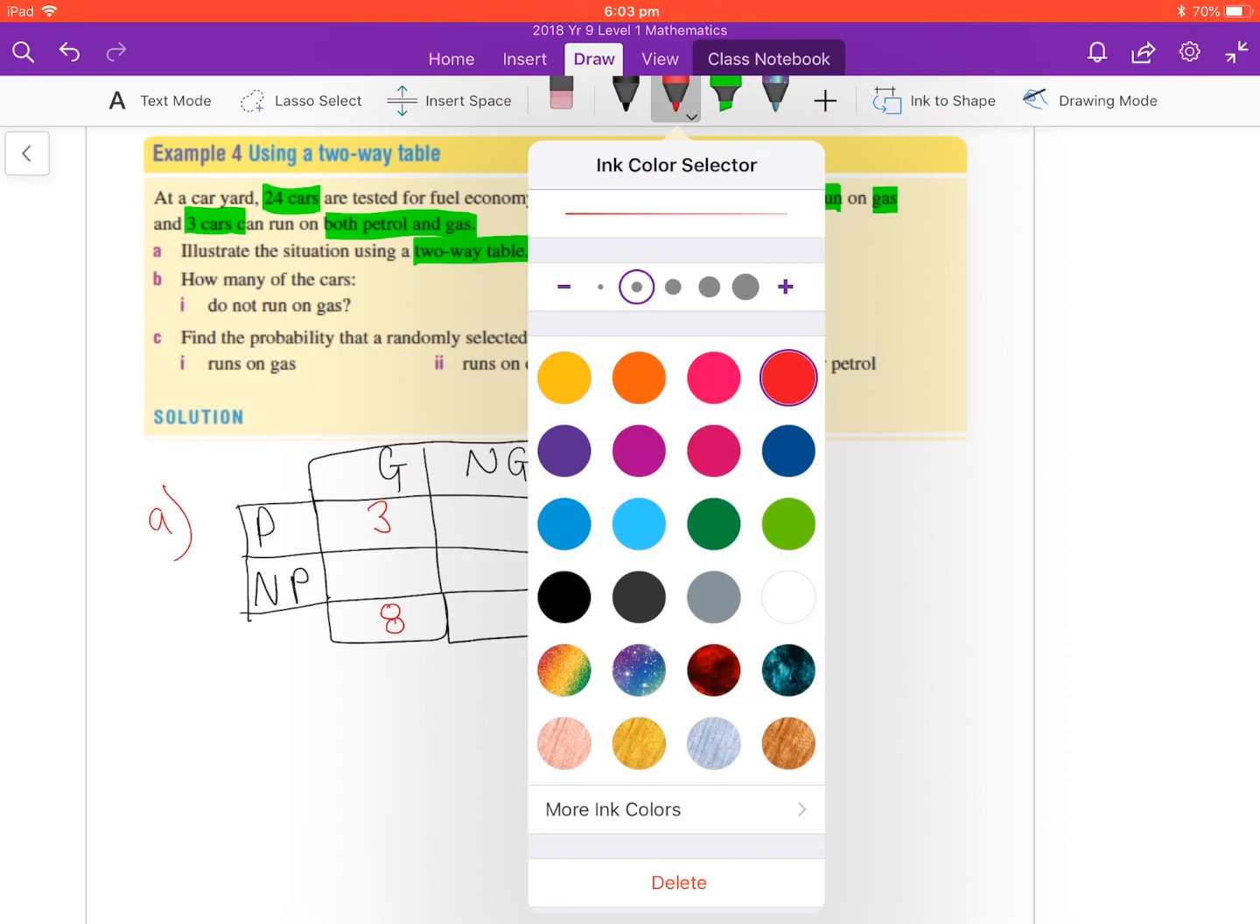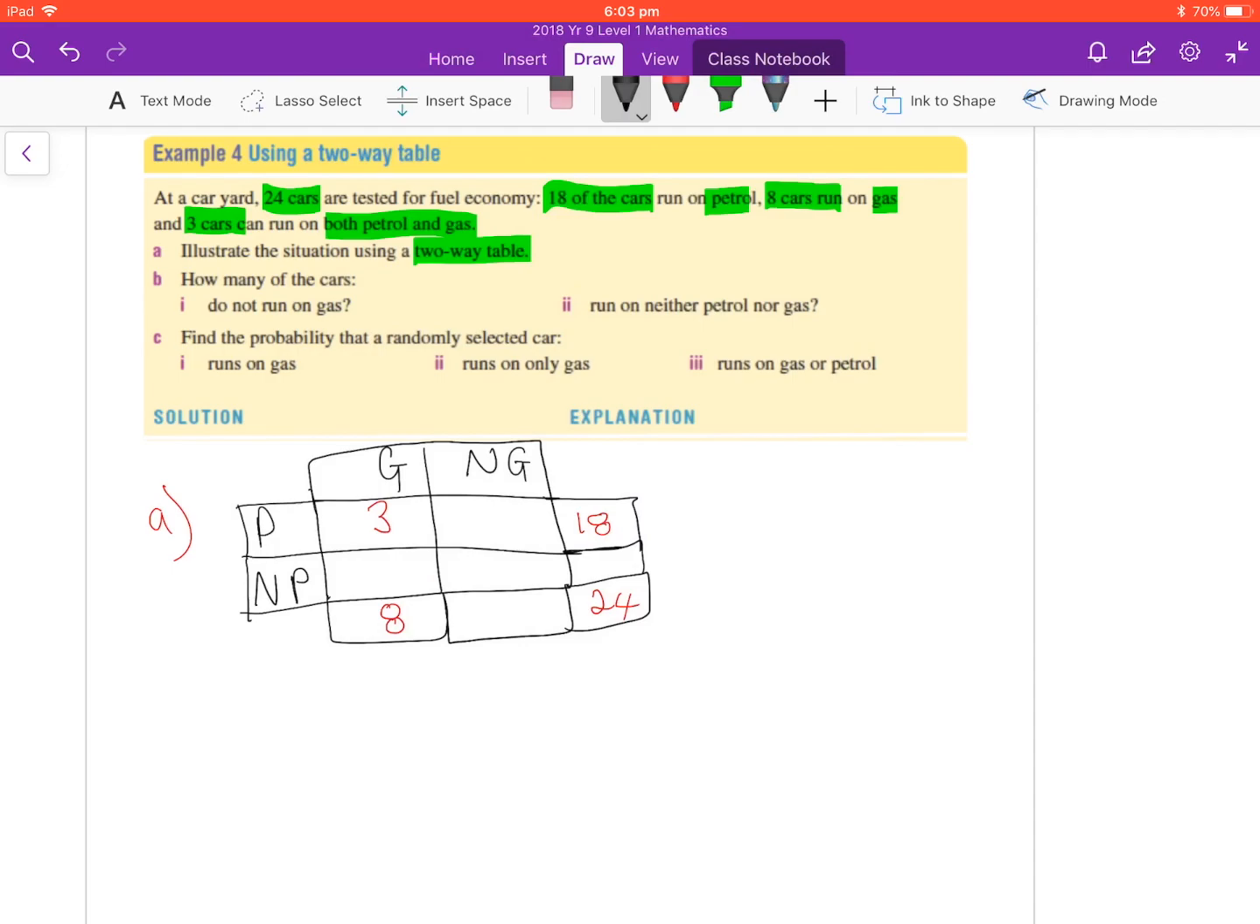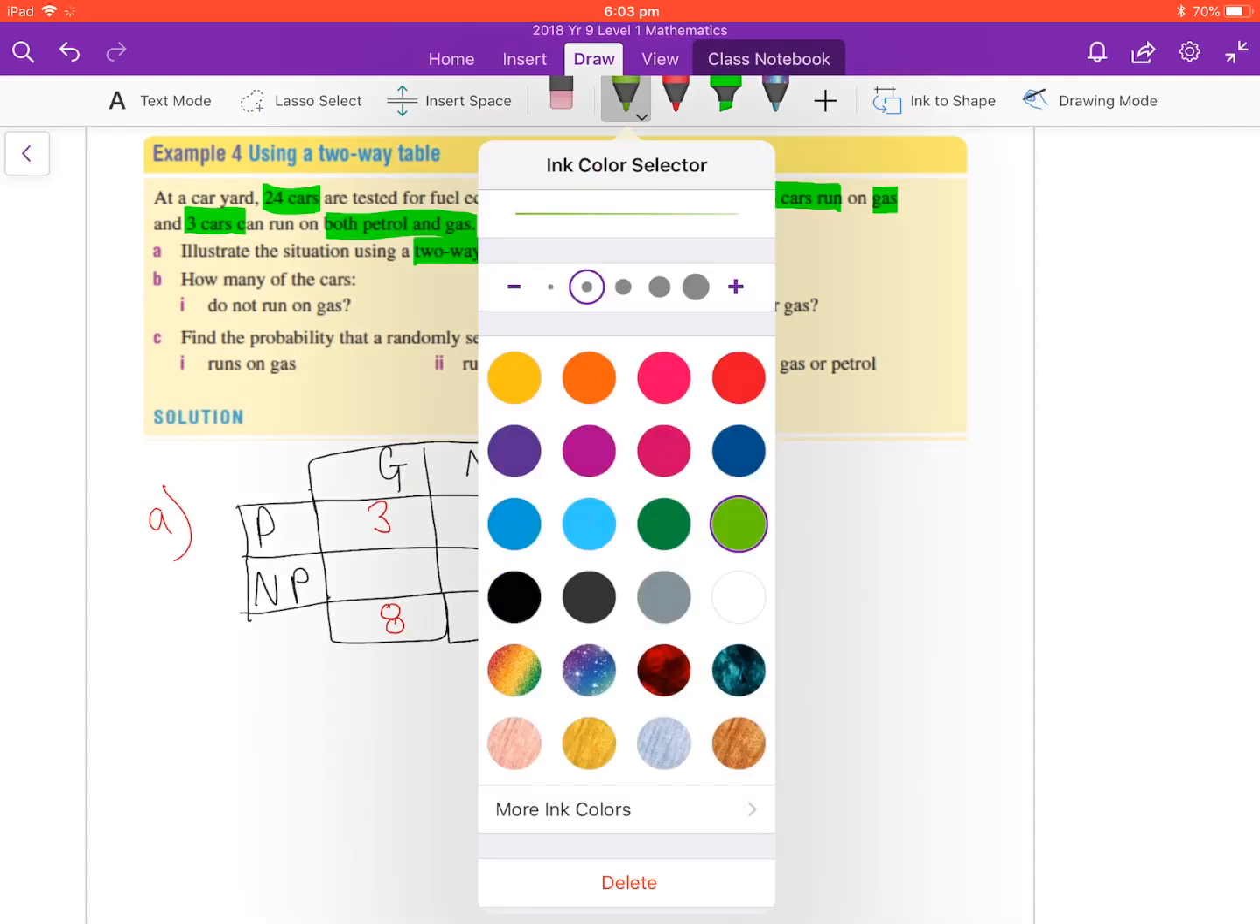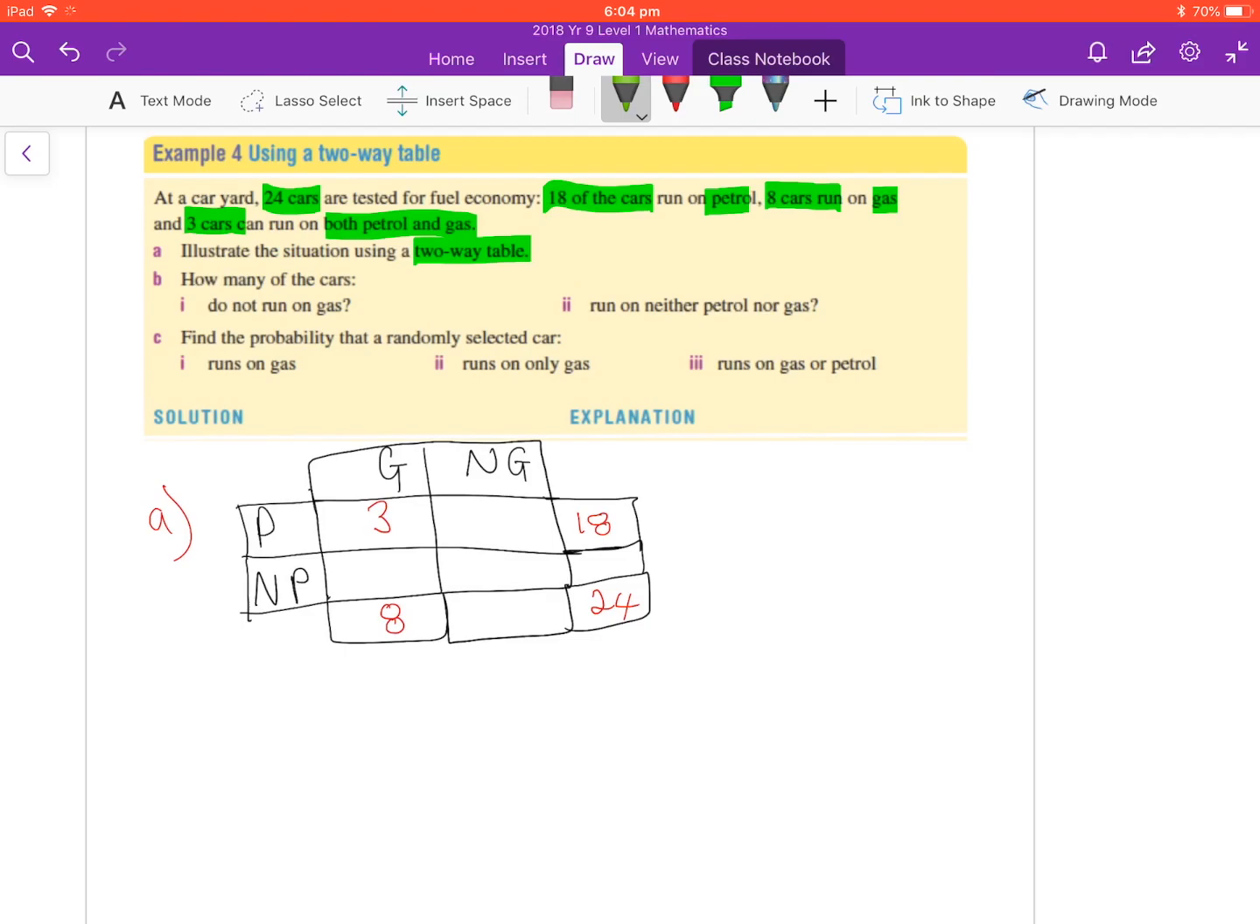I'm just going to do it in a different colour so that we can see where I'm getting my numbers from. I might do it in that green colour. So 3 plus something gets me 8, so that's a 5. And then 3 plus 15 would get me 18. I've got 18 plus something to get me 24, which is 6. 5 plus something to get me 6, so that's 1. 15 plus 1 equals 16. So then you fill in the gaps like that.